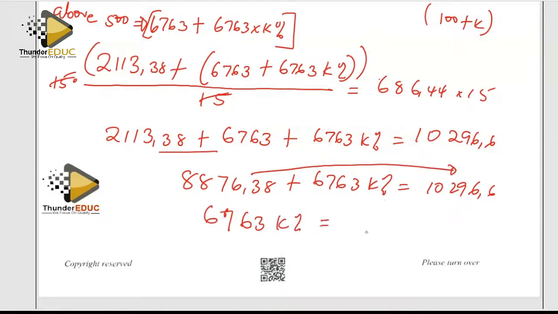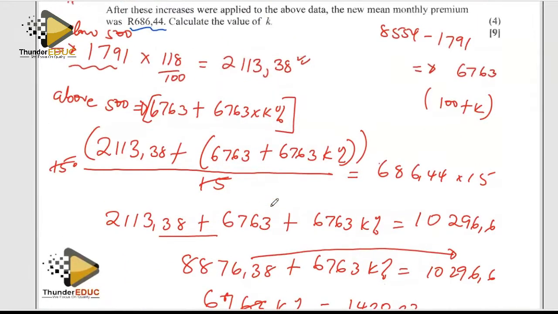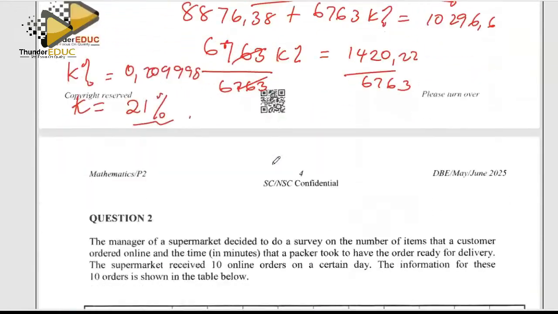6763k% should give us, when you do your subtraction, I'm ending up with 1420,22 divided by 6763. Okay, so meaning that our k% is something like 0.20998. Multiplied through by 100, k is approximately 21%. Okay, so that's what I'm getting. You can use your short method that is quick and still get the same answer, but this is how I would have approached it in the longest format.